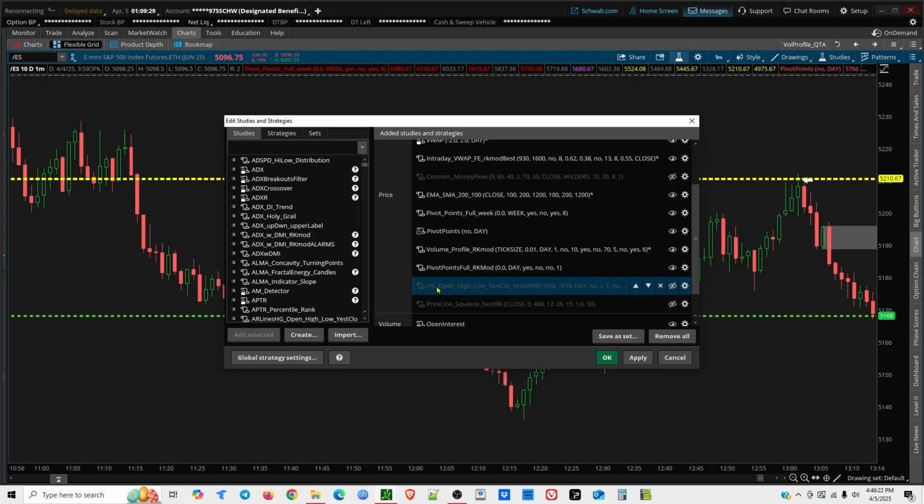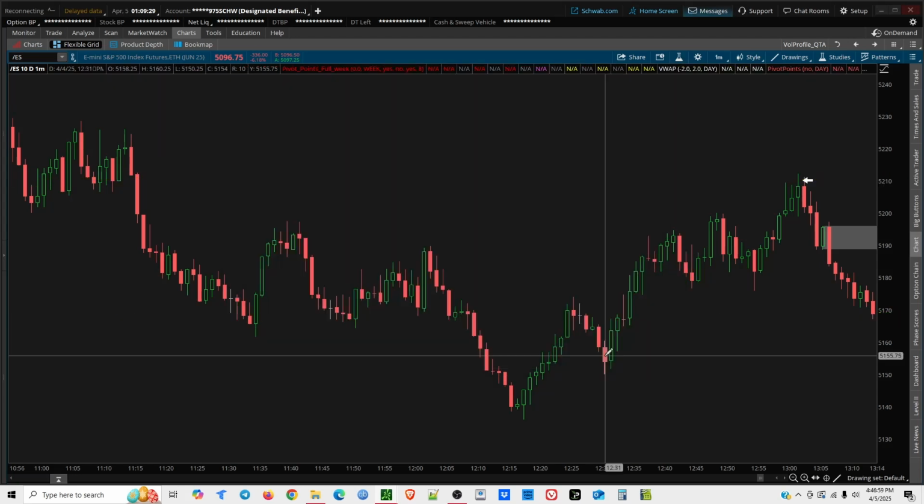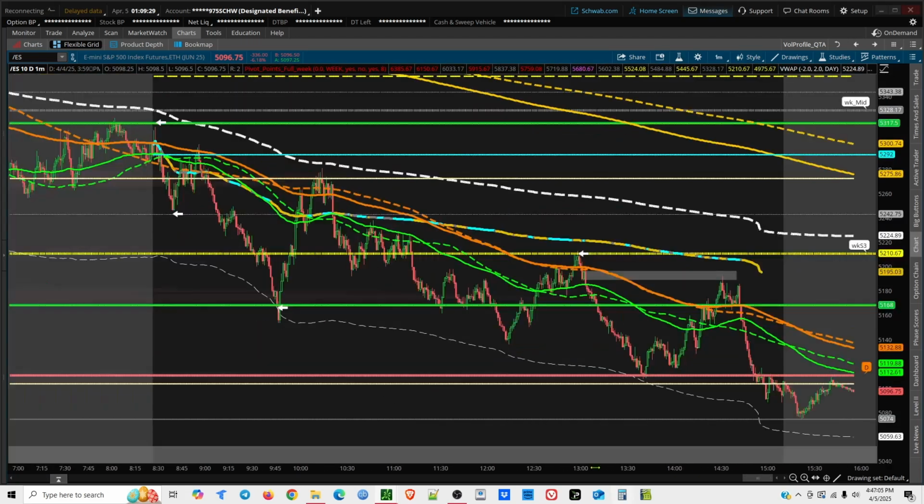I also, as I've shown you in other videos, have my half gap line, the RTH open, the high, low, yesterday's close, and yesterday's VWAP close. I always watch that. So with all that displayed, you can see that the chart starts to look pretty darn messy.